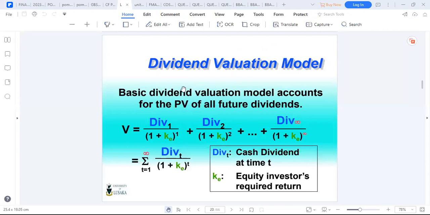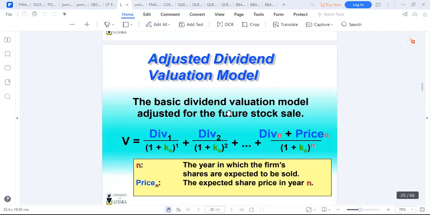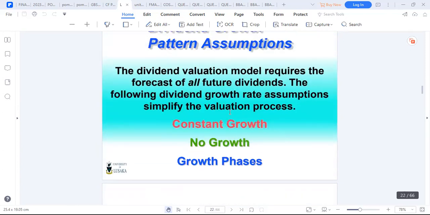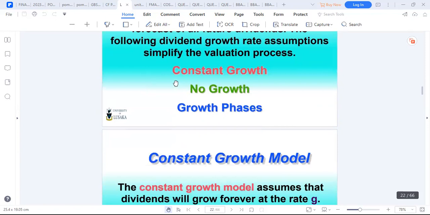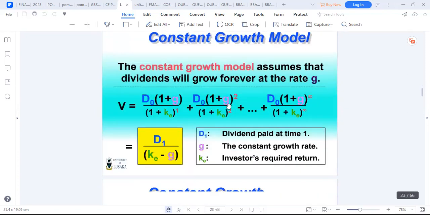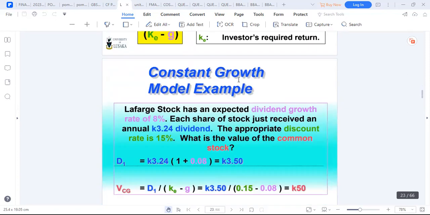The dividend valuation models that we're going to use in calculating the value of stock are simply the summation of the present values. The dividend growth patterns assume that the dividend valuation model will require a forecast of the future cash flows. So we have the constant growth, no growth, and the multi-phase, which we call growth in phases. I'm going to use the constant growth model to calculate the value of stock now.